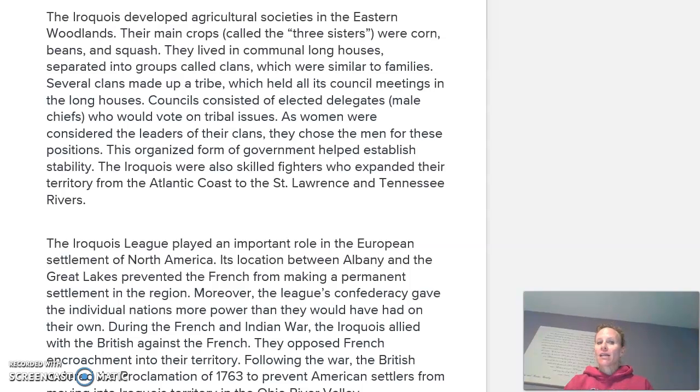So the men were the elected delegates, which is interesting because they were the ones who could vote. But since the women were considered the head of these clans or families or tribes, they are the ones who chose the men for the positions. So the men had the power when it came to the votes, but the women put them in that power, which I find to be very interesting.